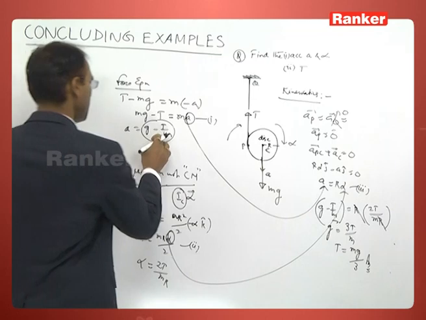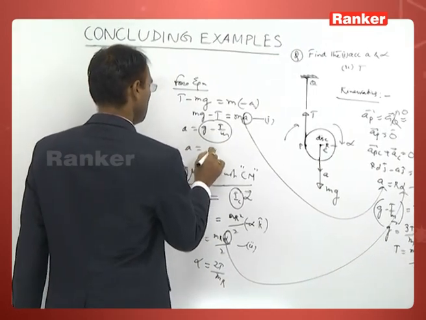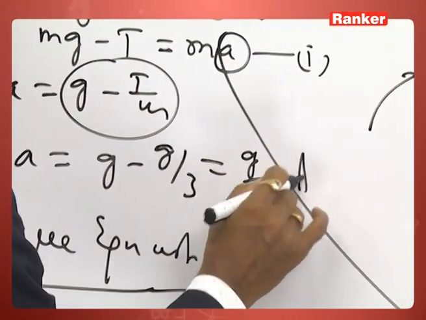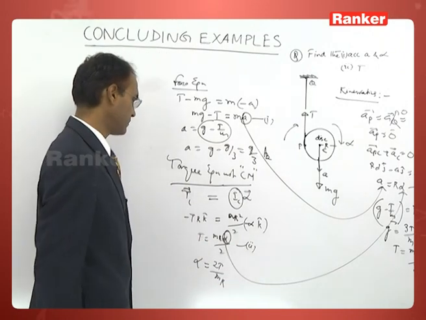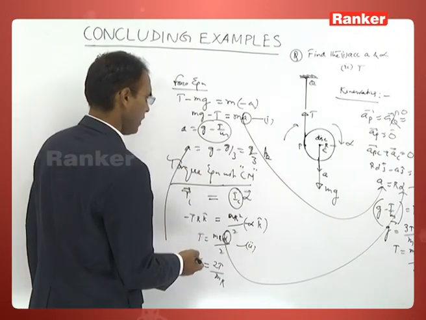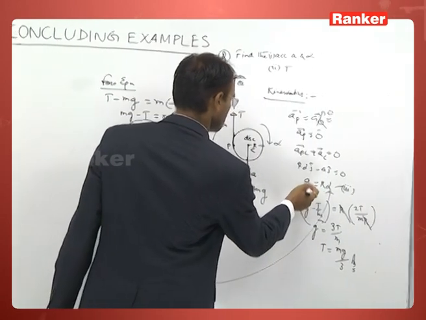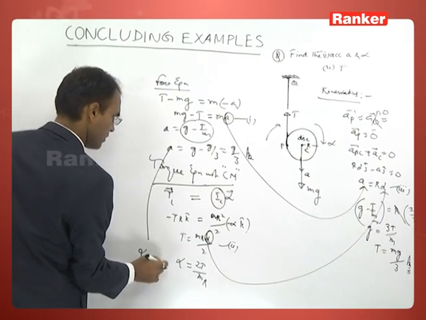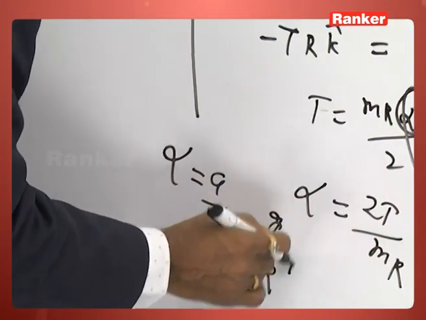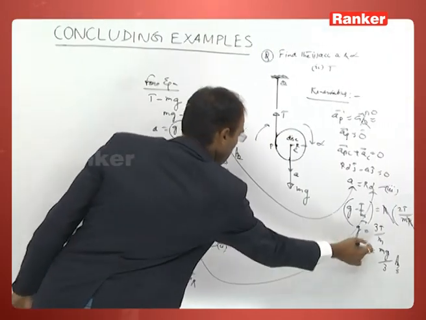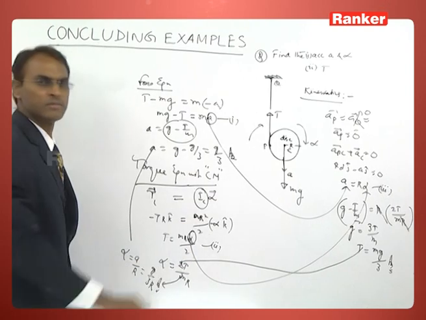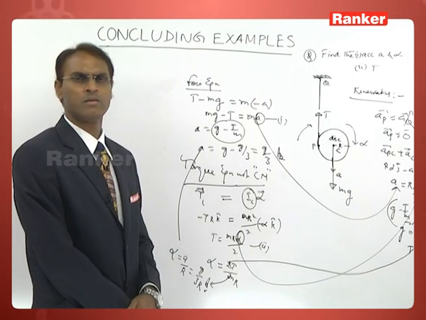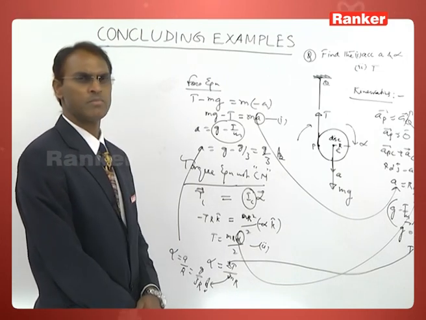Once you get tension, substitute here to get A is equal to g, T by m will be equal to g by 3. So acceleration of the center of mass of the falling disk is equal to g by 3, down. Once you get A, either you can just write alpha is equal to A by R, that's equal to g by 3R, answer. Or you can substitute the value of T here to get same answer. In this way you can solve this middle level or second grade problems.